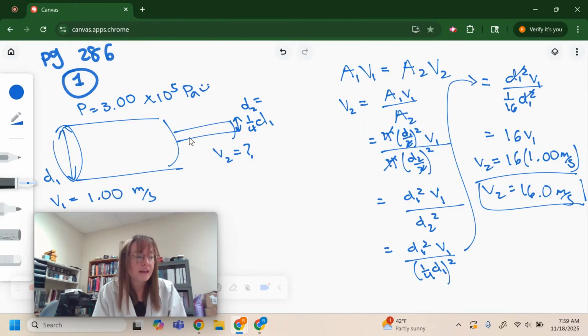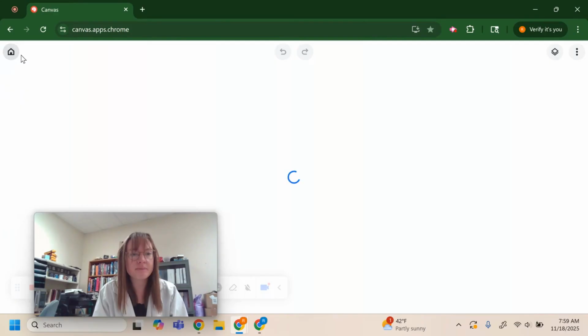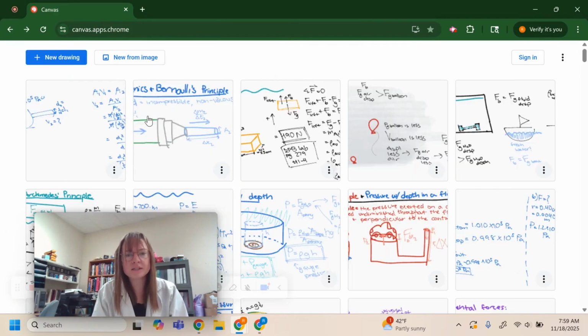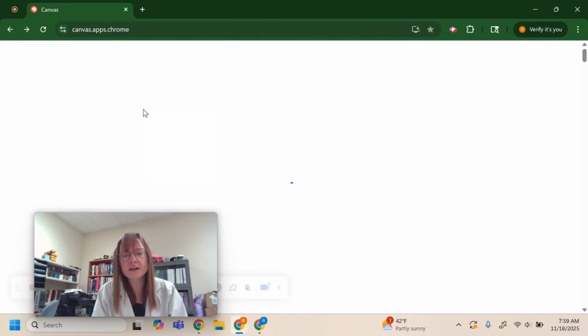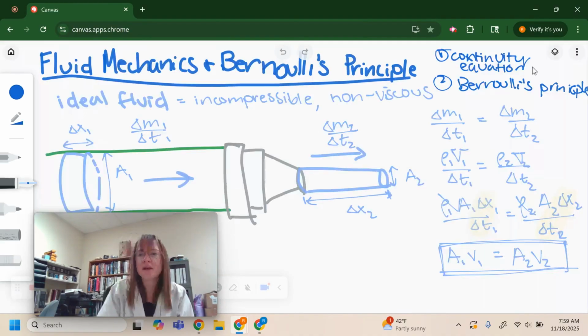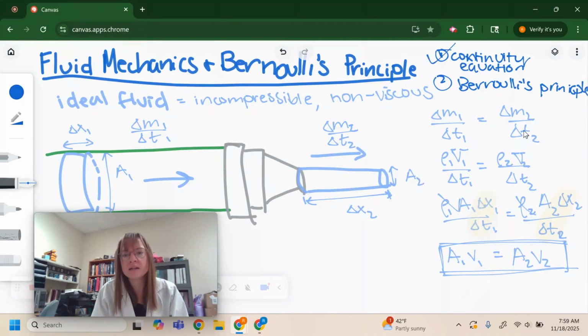Okay. Next, we are going to talk a little bit about Bernoulli's principle. Let's make our way back over to this original page. We have completed our discussion of the continuity equation, and what we'll talk about next is Bernoulli's principle. I'm going to say, check, continuity equation is done. Let's talk about Bernoulli's principle.